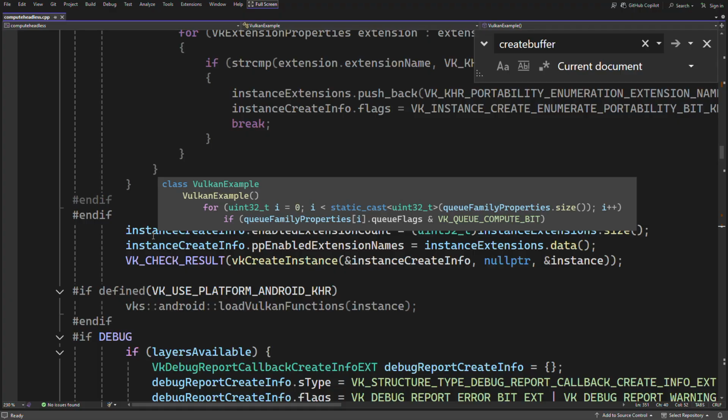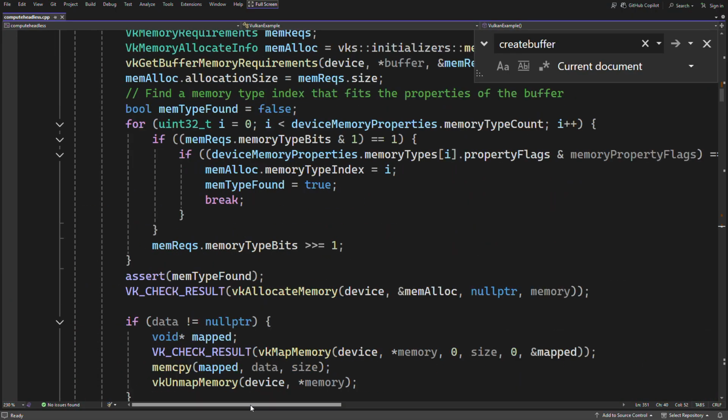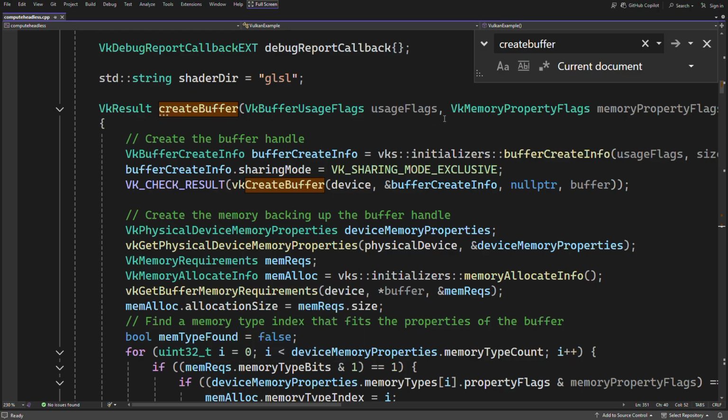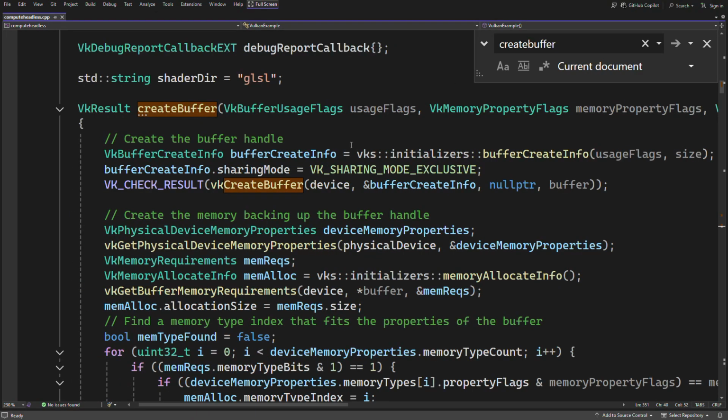Okay, so we're talking about the create buffer function. Notice that we had the usage flags and then the memory property flags, right? The usage flags is just how we plan on using it, and then the memory properties are the actual memory properties that we need from the memory, okay? Usage and properties, two different things.